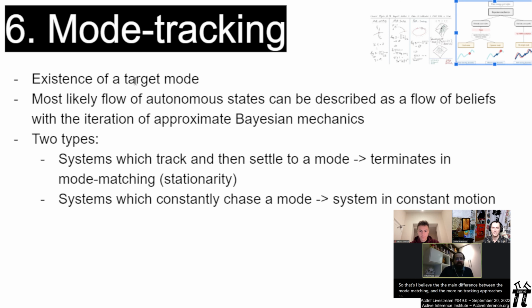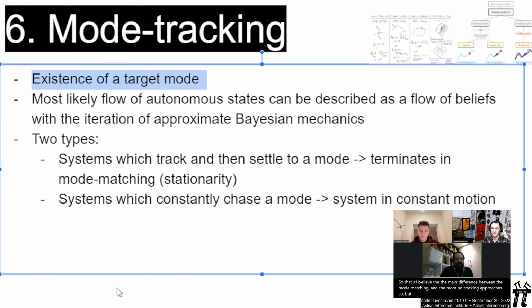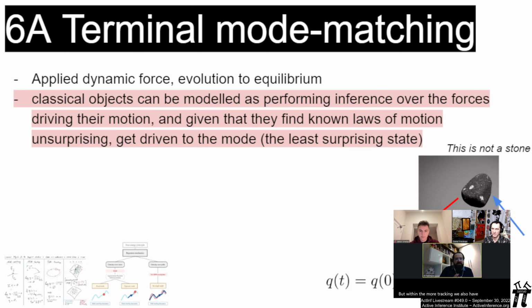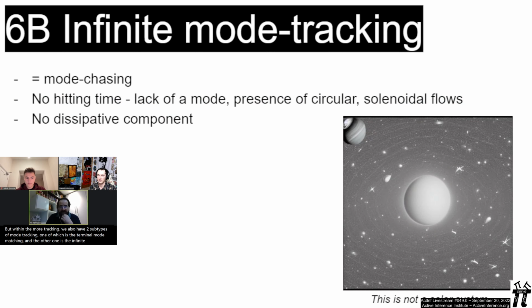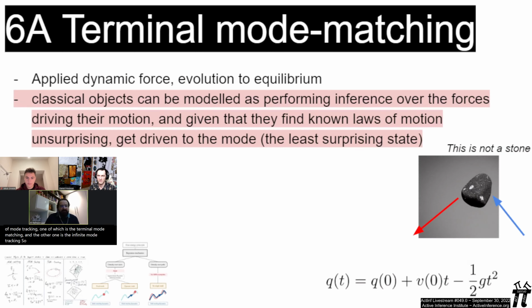But within the mode tracking, we also have two subtypes, one of which is the terminal mode matching, and the other one is the infinite mode tracking. So in the case of terminal mode matching, we already have the terminal modes toward which the system, the probabilistic space of the system, tracks its trajectory.